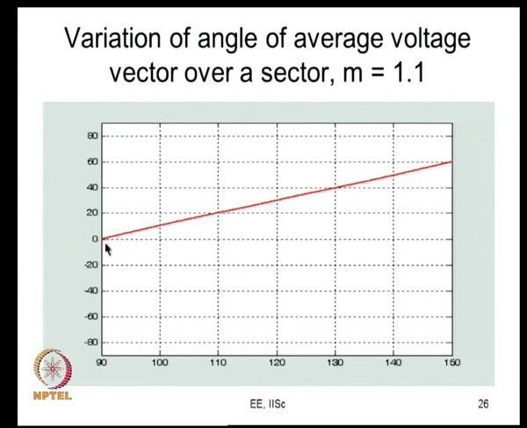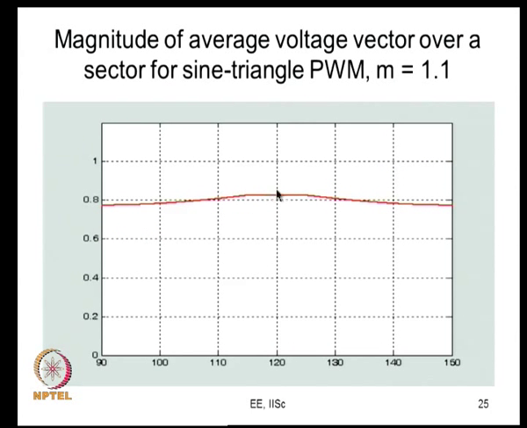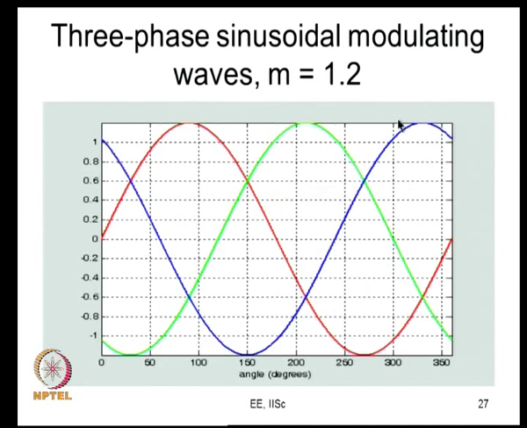And how does the angle change? The angle changes from 0 to 60 degrees for the vector. So, the average vector continues to move linearly with time, its angular velocity continues to be constant, whereas the magnitude changes, it goes up and down, I mean it varies. So, this is at m equal to 1.1.